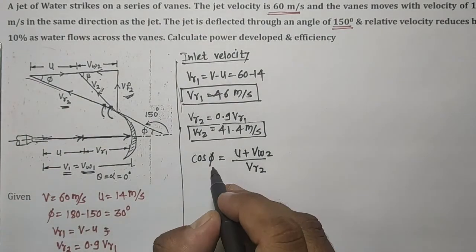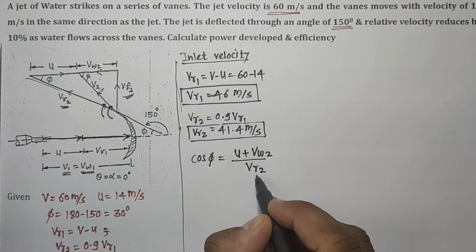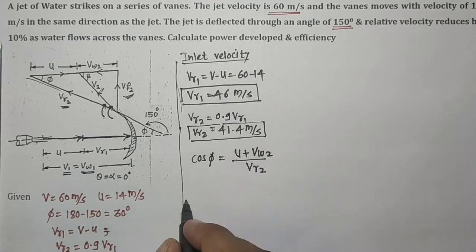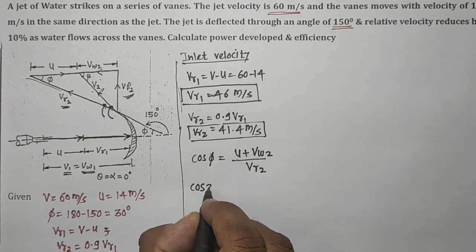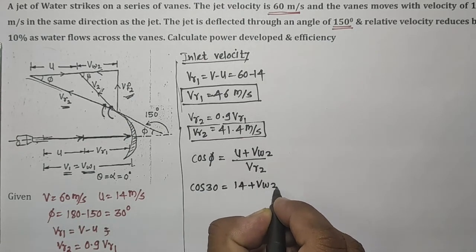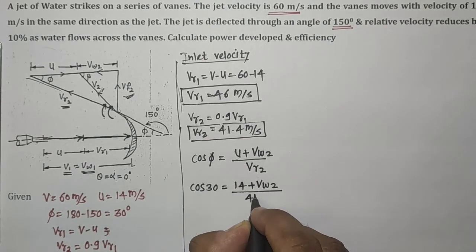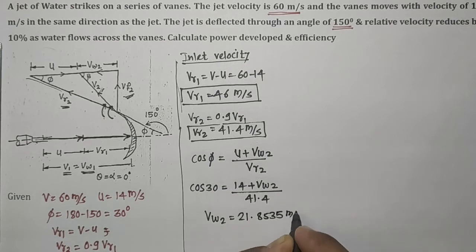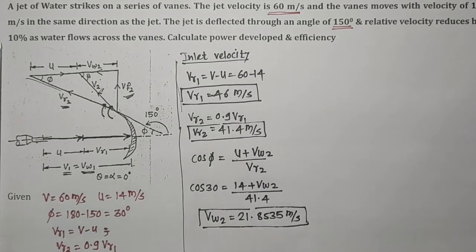So from this we have phi, we have u, and we have VR2. VR2 we have found. So what you will get here, cos 30 is equal to u, which is 14, plus VW2, which we don't know, divided by VR2, 41.4 meter per second. So from that VW2 we are getting as 21.8535 meter per second. So this is the value of VW2.